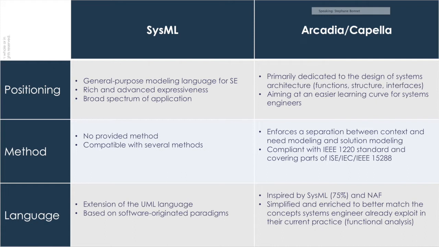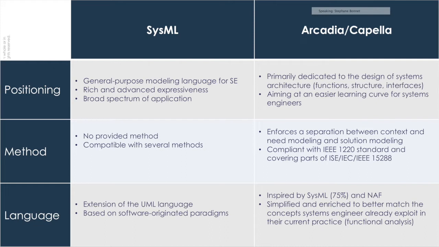On the other side, Arcadia and Capella are primarily dedicated to architectural design, so identification of functions, structure, interfaces. And one of the goals of Arcadia and Capella is really to aim at an easier learning curve for systems engineers. There's no method provided by SysML because it is just a language, but SysML is compatible with several methods. Arcadia Capella, on its side, as I just presented, enforces or tries to enforce a separation between context, the need modeling, and solution modeling, and has a few other guidance embedded.